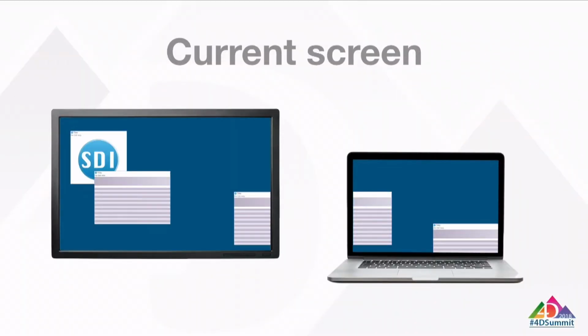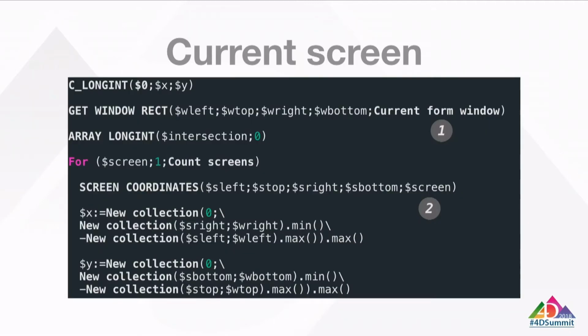And just for reference, here's a code example to get the current screen. There's no built-in command that will return the current screen, but you can compute it by using a combination of native commands. Here's one example. First, I get the window rect of the current full window. Now, like I mentioned, that will be in global coordinates.